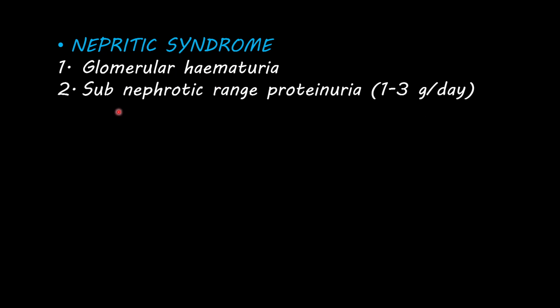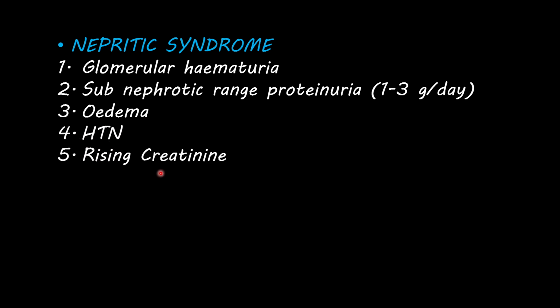Number 1, there will be glomerular hematuria. Number 2, there will be subnephrotic range proteinuria, meaning ranging from 1 to 3 grams per day. There will be edema because there is loss of protein. There will be hypertension and there will be rising creatinine. So these 5 features will be present in nephritic syndrome.